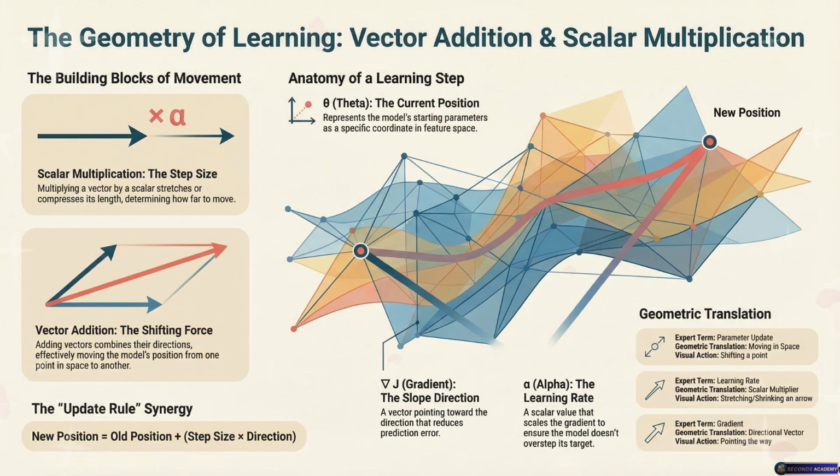Exactly. And the geometry explains why tuning that learning rate is so volatile. If your alpha scalar is too massive, the robot takes a step so large that it vaults completely over the valley and lands higher up on the opposite mountain, causing the model to diverge and crash. And if the alpha is too small, the robot takes microscopic steps and the training process takes weeks to compute. It is a purely spatial navigation problem.